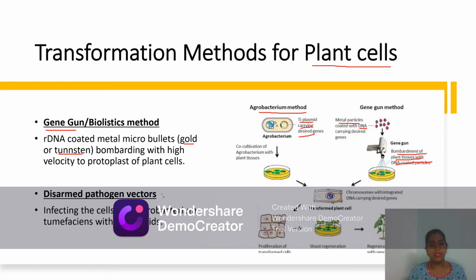The next one is disarmed pathogen vectors. Disarmed means not harmful. Understand? A disarmed pathogen like the Ti plasmid will be used for infecting the plant cell. Understand? So these are the different transformation methods for plant cells.